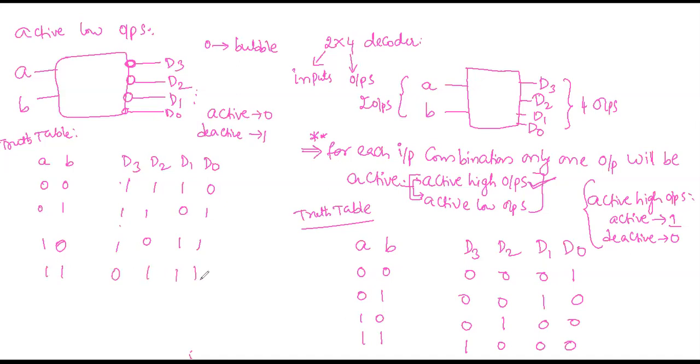We can have a decoder circuit with active high outputs or active low outputs. Generally, we go with the active high outputs. Regarding any doubt with active low outputs, you can ask me.